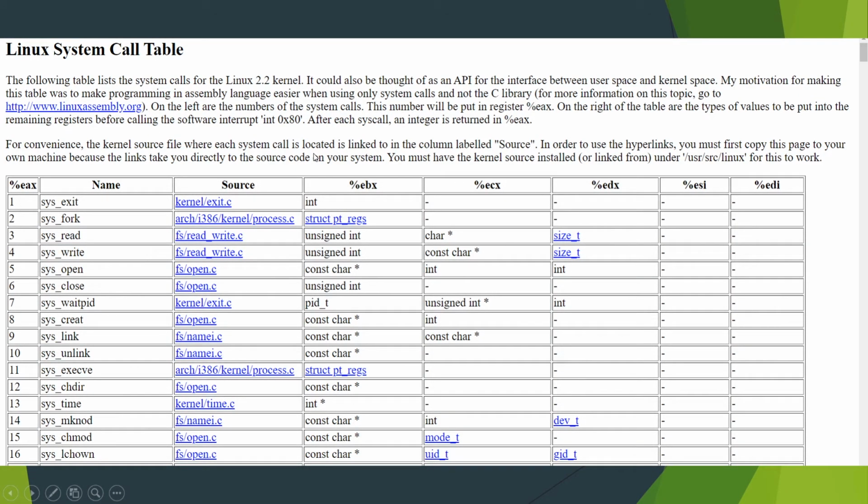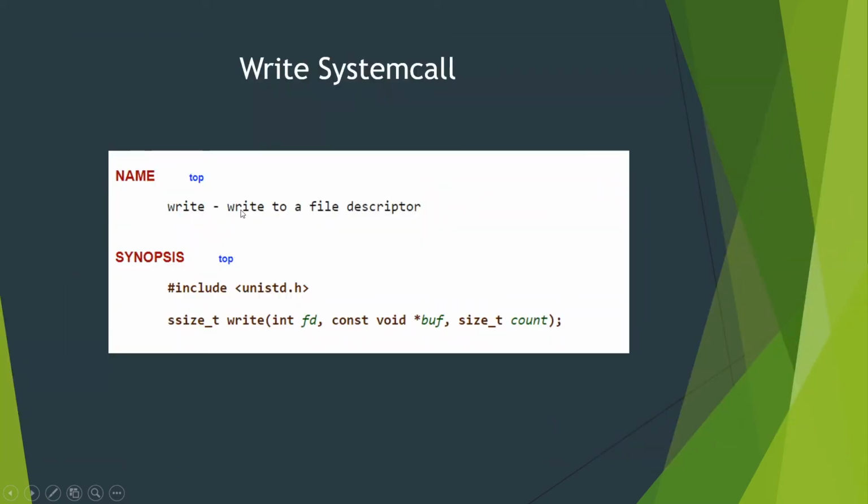I have taken this slide from the Shellstorm website. I just took a screenshot, and these are the various system calls. You can see exit, fork, read, write, open, and so on, and the number is represented here. The exit system call's number is 1, fork is 2, and in the same way write is 4. We are going to take a look at this write system call.